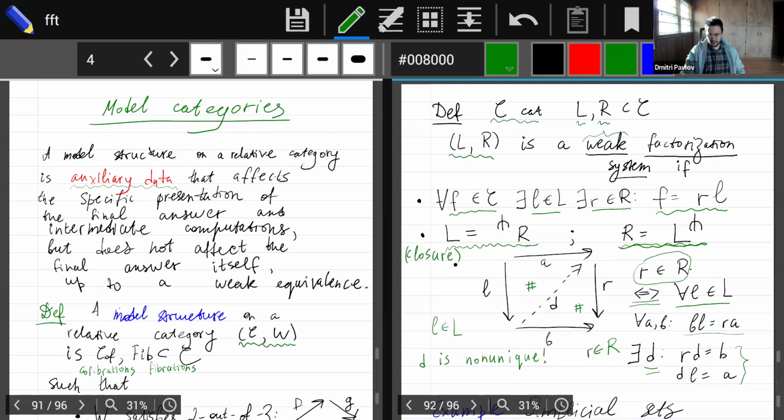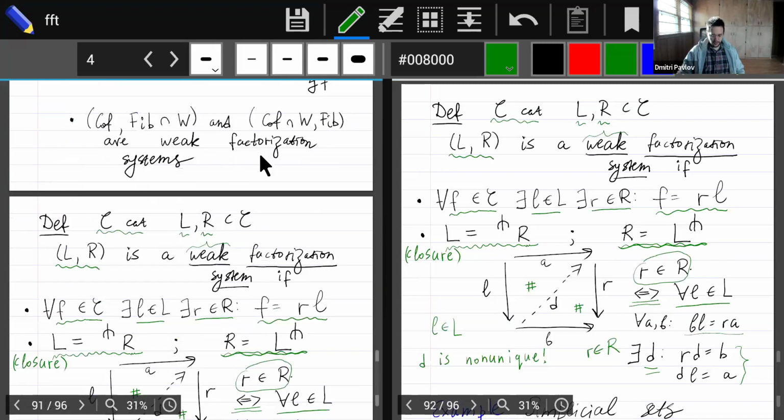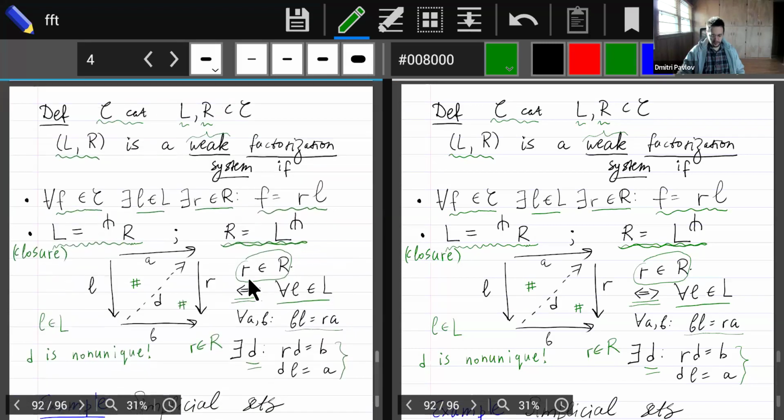All right, so let's give some examples. Any question about the definition maybe first?